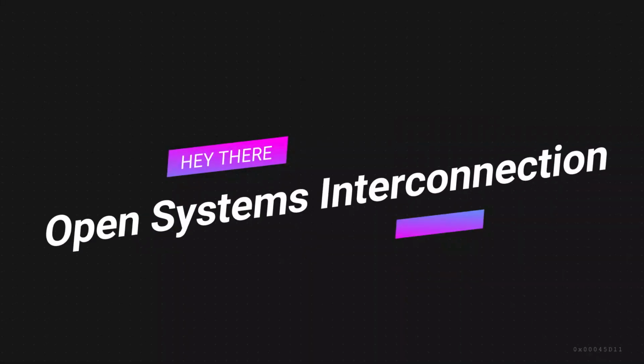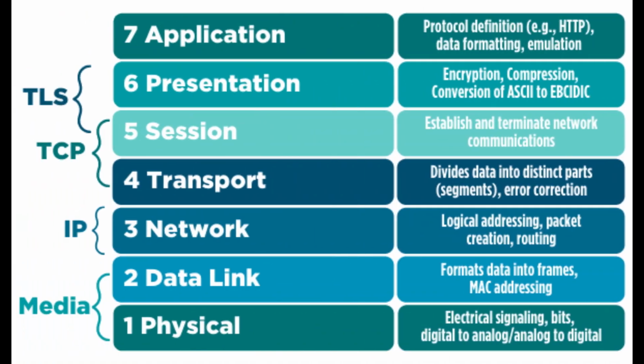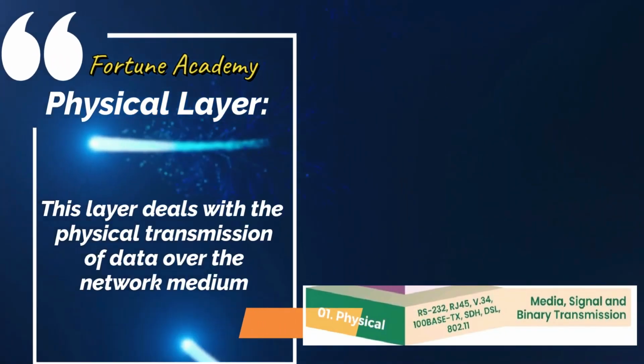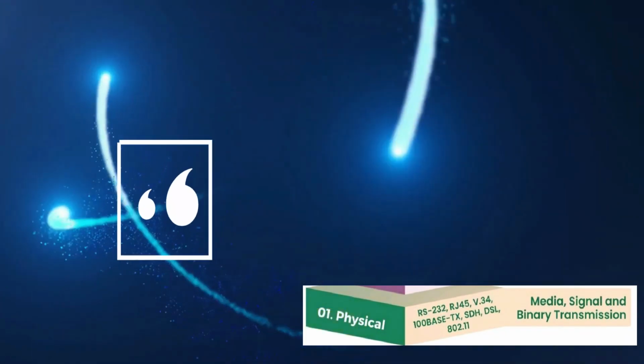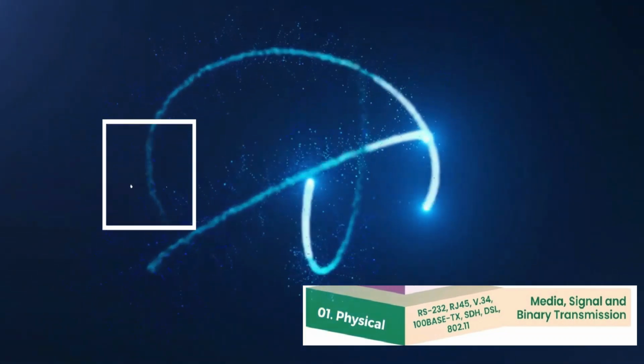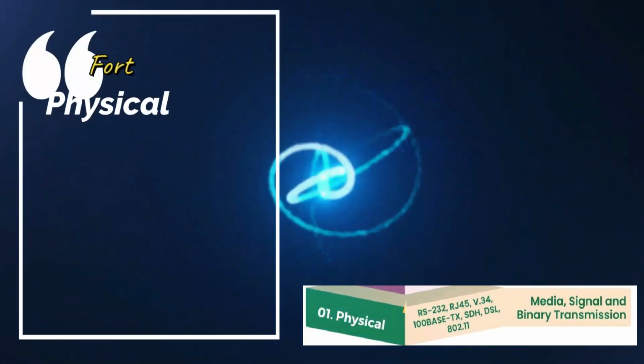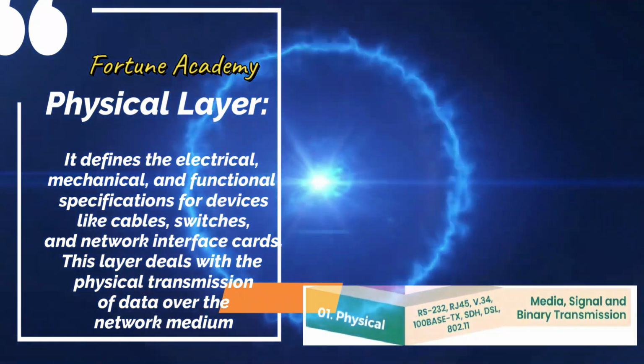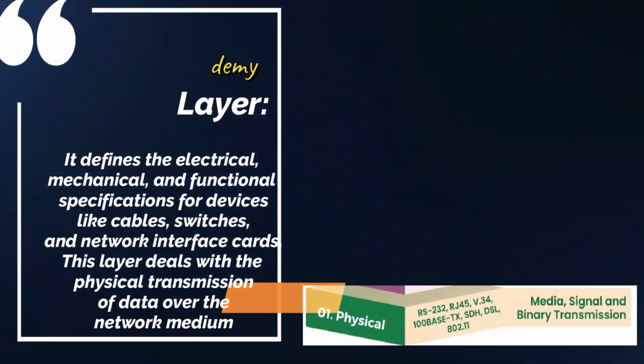Today we will discuss Open Systems Interconnection. The OSI model consists of the following 7 layers. 1. Physical layer. This layer deals with the physical transmission of data over the network medium. It defines the electrical, mechanical, and functional specifications for devices like cables, switches, and network interface cards.